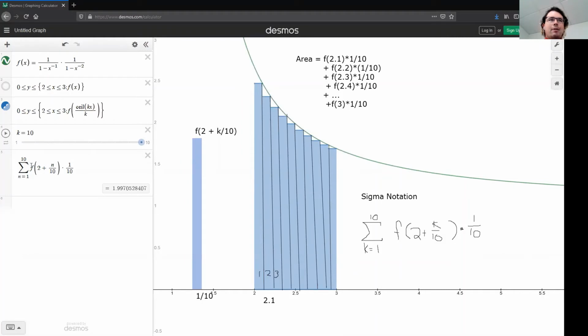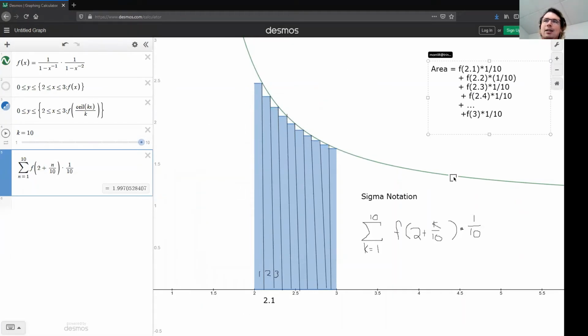I'm adding up heights of rectangles times widths of rectangles, which means I'm adding up areas of rectangles, and Desmos tells me that I get 1.997 and change. But I'm supposed to get better answers by using more rectangles. So let me think about this formula that I've got and figure out how I can make this more general.